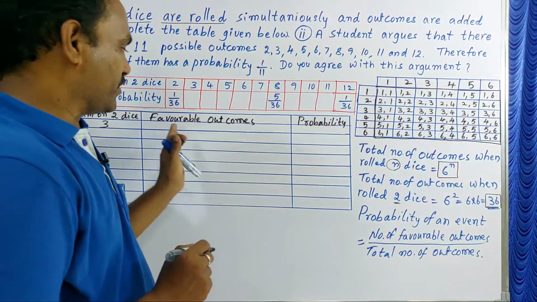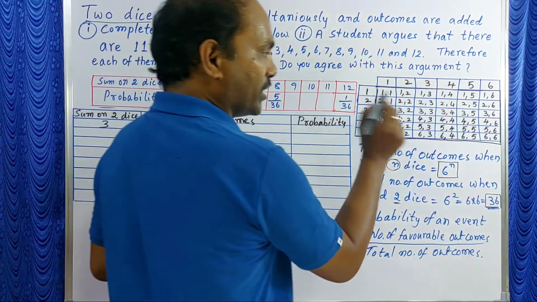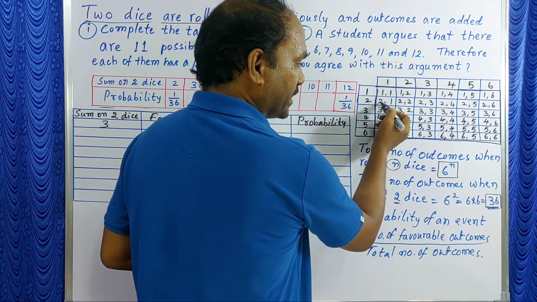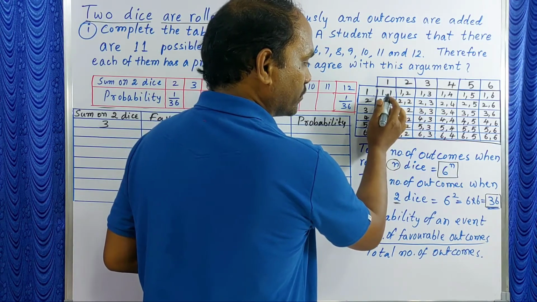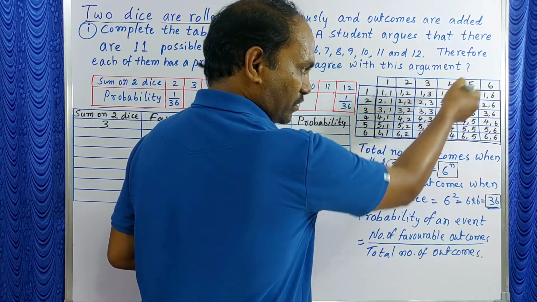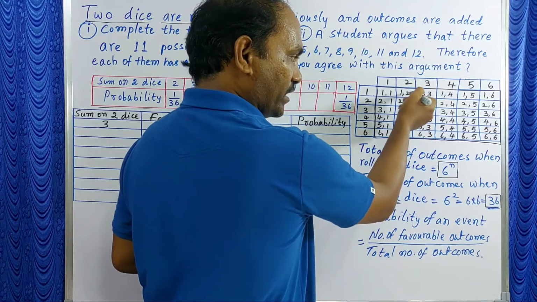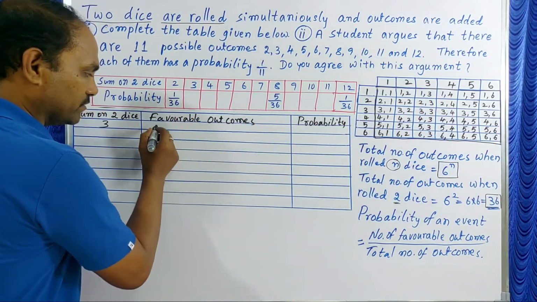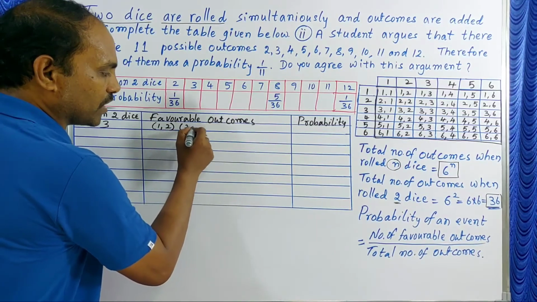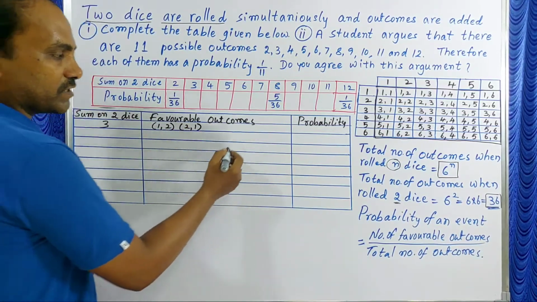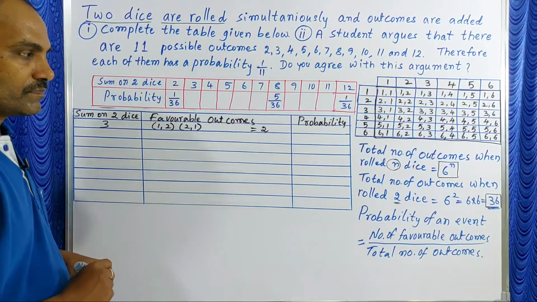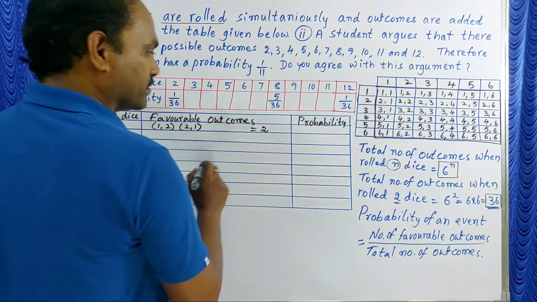Let us check what are the favorable outcomes. Sum on 2 dice 3: 1 plus 2 is 3 and then 2 plus 1 is 3. Only 2 outcomes are there. You should write like this only. Diagonals you can check. 1 comma 2, 2 comma 1. Total how many outcomes are there? 2 outcomes.